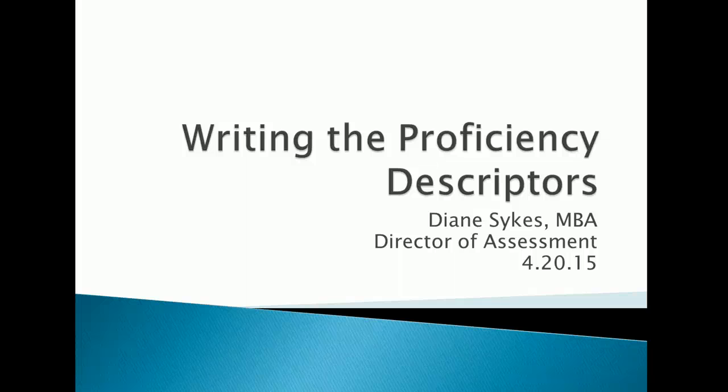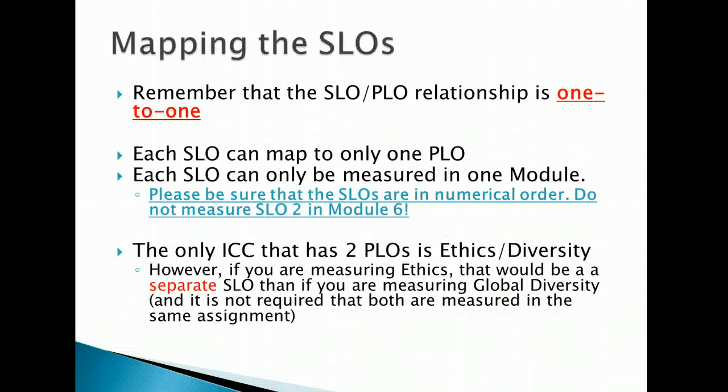This is a revised presentation on writing the proficiency descriptors in the Phase 2 courses. Mapping the SLOs. Remember that the SLO-PLO relationship is a one-to-one relationship. In other words, every SLO will map to only one PLO.